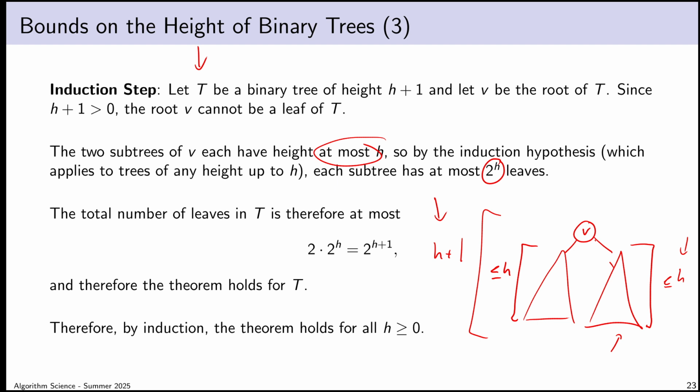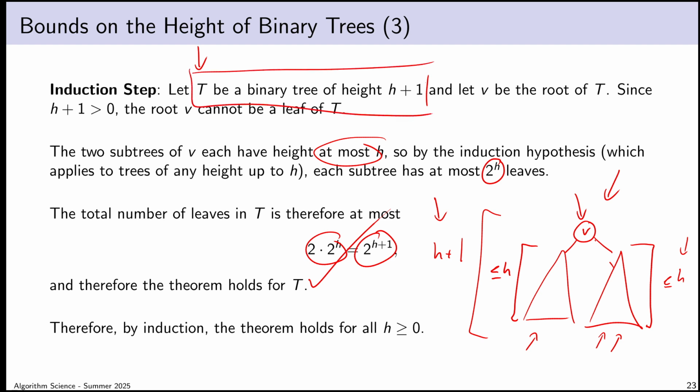Then the total number of leaves in the entire tree, because we know that the root is not going to be a leaf, it can't be because it has children, is just the number in the left plus the number on the right, and that's going to be at most 2 times 2 to the h, which is 2 to the h plus 1, and that proves that the theorem holds for my tree T. Because I chose T to be any binary tree of height h plus 1, this is applicable to every tree of height h plus 1, so I've now shown in my induction step that the theorem holds for every tree of height h plus 1.